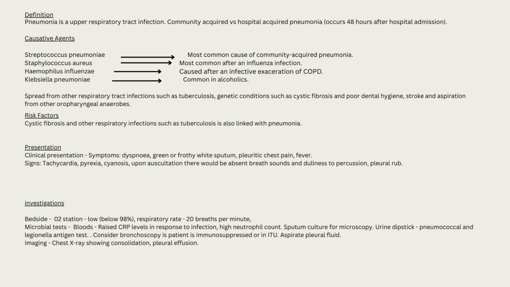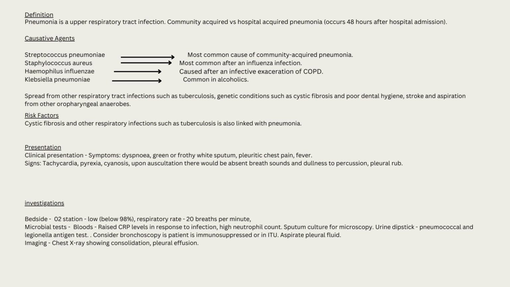Other ways that pneumonia can spread is from other respiratory tract infections such as bronchiectasis, and tuberculosis can then develop into pneumonia. Genetic conditions such as cystic fibrosis also increase the susceptibility of a person to pneumonia. Immunocompromised individuals, such as individuals with stroke, malignancy, young children, and the elderly are also more susceptible to pneumonia. Pneumonia can also be caused by oropharyngeal anaerobes, such as after a dental visit or in someone with poor dental hygiene, traveling and infecting the lungs.